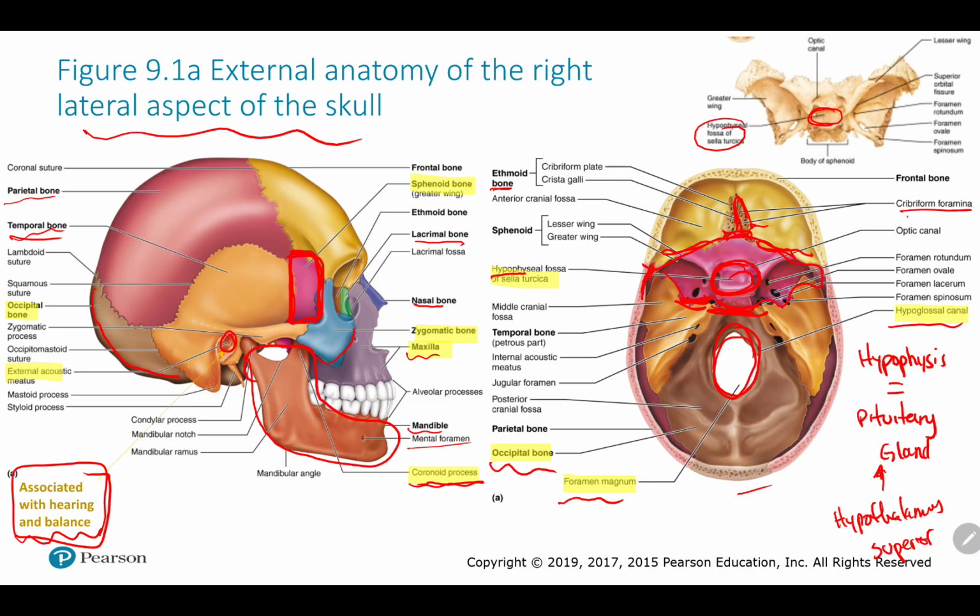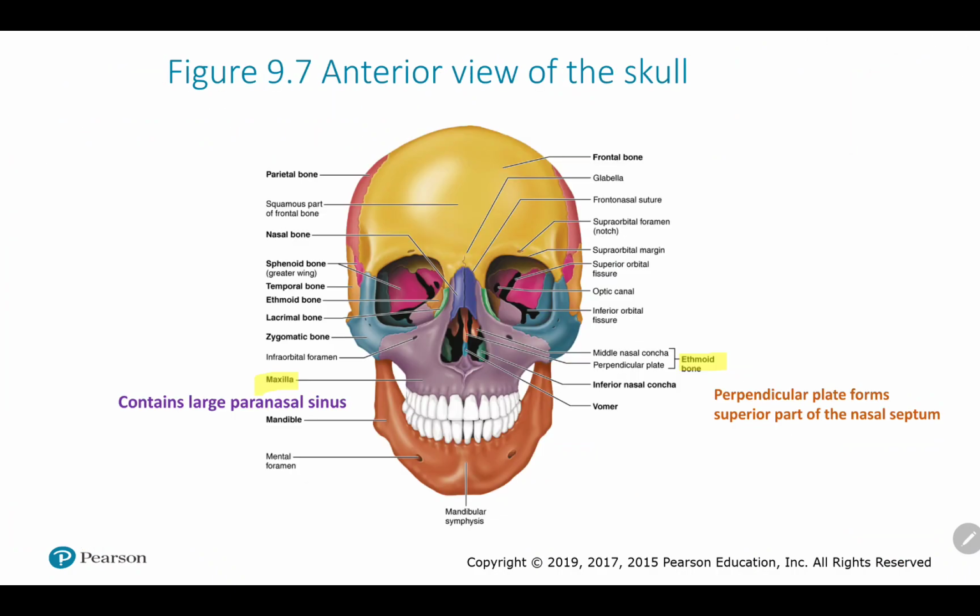What else? So this is another view. This is an anterior view of the skull, but you can see the maxilla right there. And again, they contain these large paranasal sinuses. That ethmoid bone, remember I was talking about that ethmoid bone? It's that ethmoid bone that has this perpendicular plate, and this perpendicular plate right here forms the superior portion of your nasal septum. And also you have these nasal conchae as well, again made up from that ethmoid bone. Remember that.